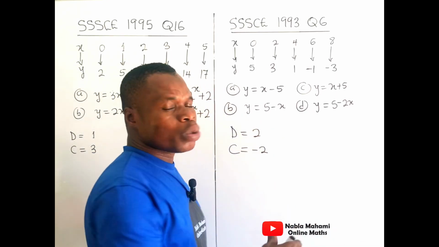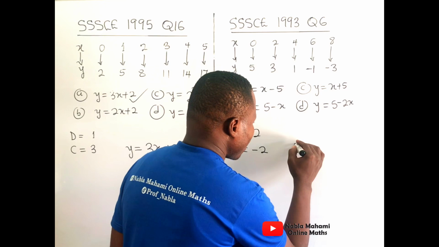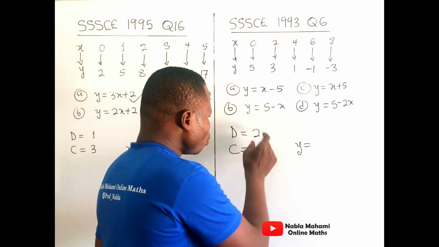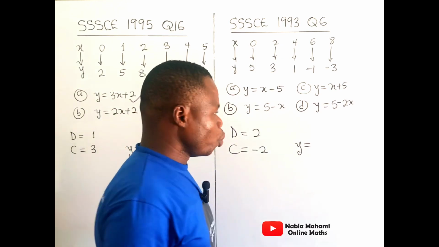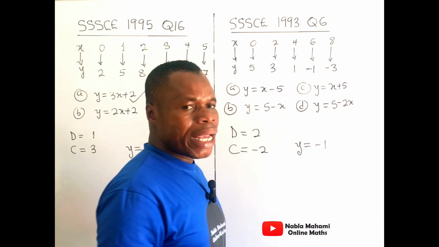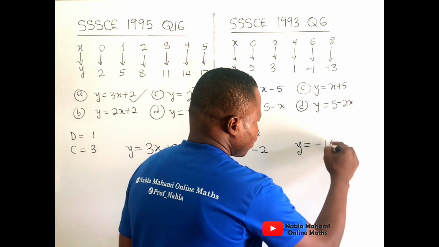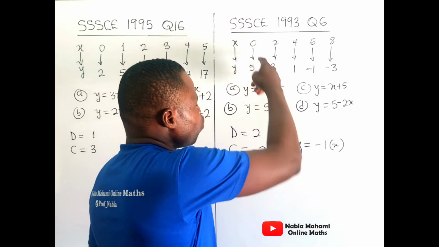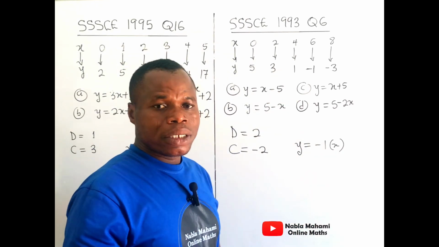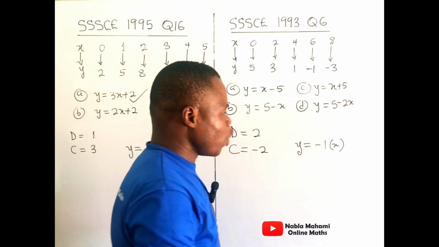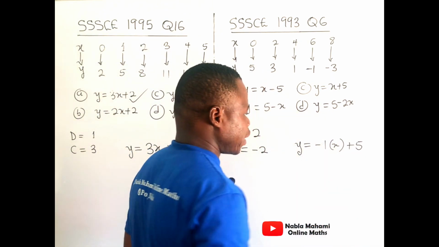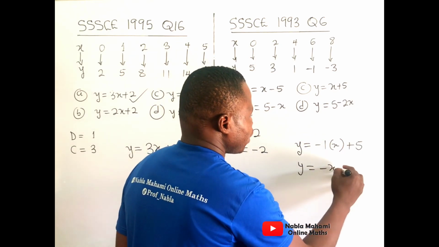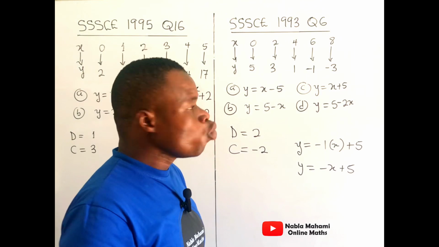So I will now use these things to determine my rule. So what I'll do is I'll start by writing y is equal to -2 divided by 2, which is -1. Then I will use this -1 and multiply by x, like this. Then after that, I'll pick one of these values. Let me just pick 0. If I put 0 here, 0 times -1 is 0. But what is below 0 is 5. So I'll say I have to add 5 to that. So to write it clearly, I will now have y equal to -1 times x, which is -x plus 5. So this is the rule for the mapping.